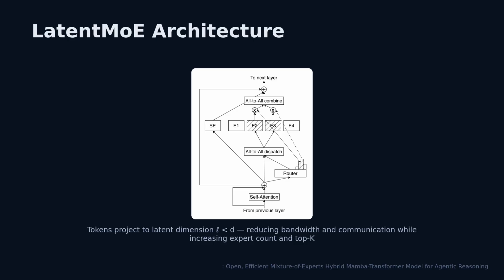Here is the latent MoE design. Tokens are projected from the large hidden dimension down to a smaller latent dimension before being routed and processed by experts. This reduces the memory bandwidth cost and all-to-all communication by a factor equal to the ratio of hidden to latent dimension. The savings are reinvested. Both the total number of experts and the top K active experts per token are increased by the same factor, expanding the model's expressive capacity at similar inference cost.